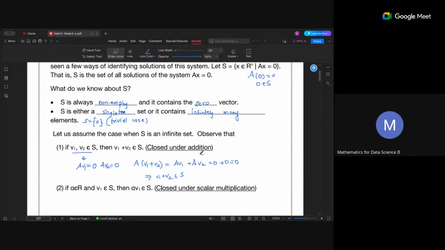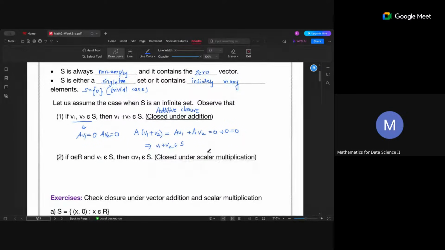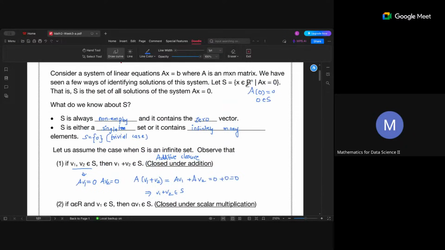Okay. So if V1, V2 belong to S, then V1 plus V2 also belongs to S. This property is called additive closure, or we can say the set S is closed under addition. It means you take any two elements in that set, and if the sum of those two elements is also in the set, then we say that the set S is closed under addition. Okay, fine. Now, can you give me an example? This is itself an example. This is a set S where this property is satisfied. Right? As in real numbers.